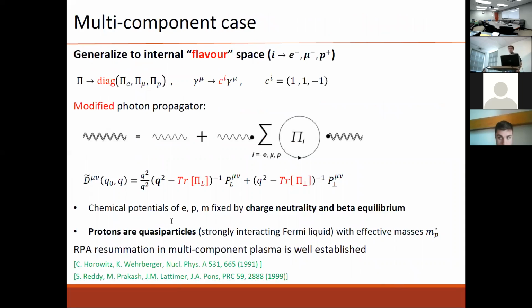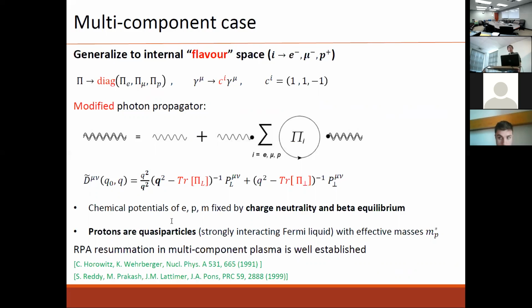So that was the warm-up of a simple one-component plasma. Now the question is, we would like to generalize this. So let's look at electrons, muons, and protons, and let's start with considering pure electromagnetic interactions at first. So we're just talking about QED.